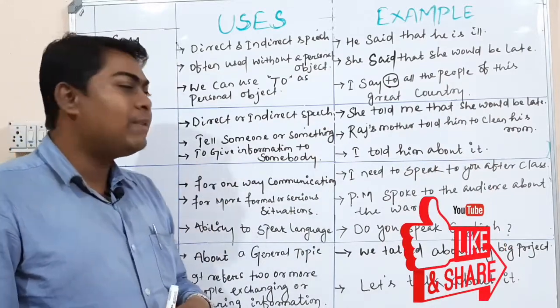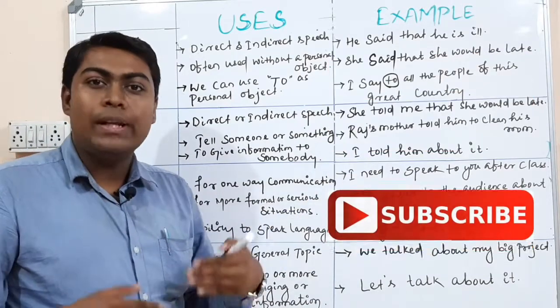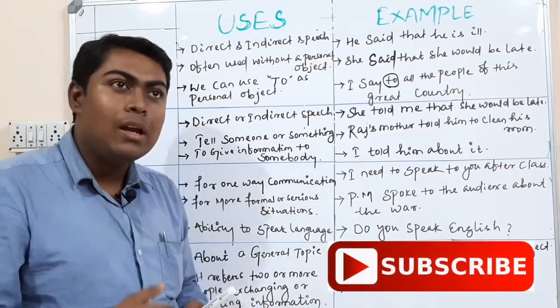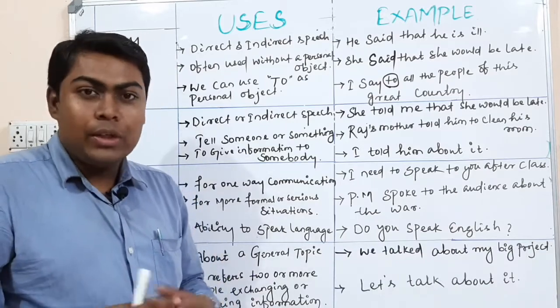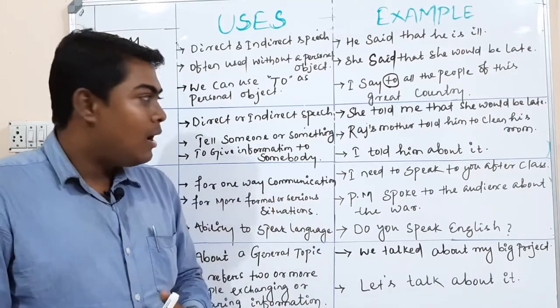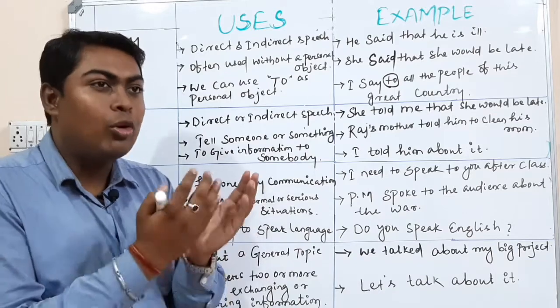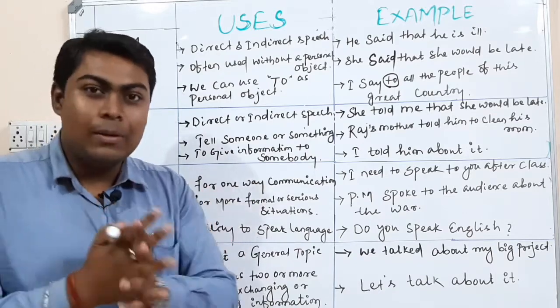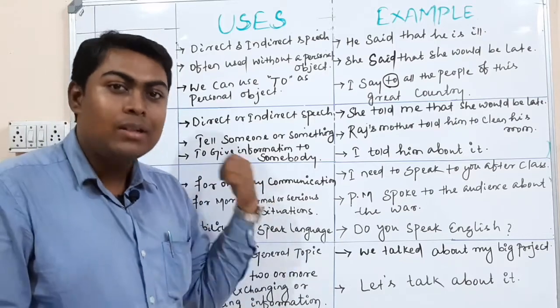Third, to give information to somebody, to pass on information. For example, I told him about it. Suppose your exam is coming and one of your friends is unaware of it, and you need to pass on the information because the exam is a vital part. In that case you can say, I have already told him about the exam. Whatever information you want to pass on can be used with tell.